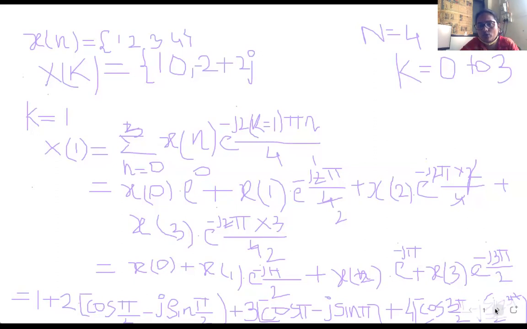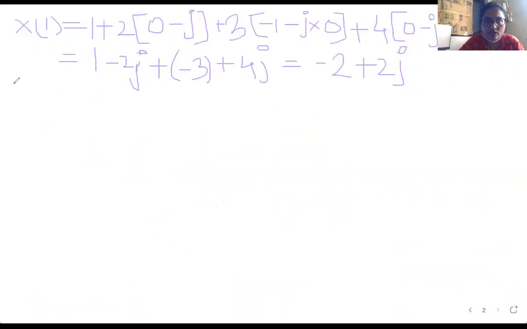Then next, because k is varying from 0 to 3, and I have taken two values, 0 and 1, what will be the next value of k? 2. Yes, right. The next value of k that I'm going to take is 2. So k is equal to 2.